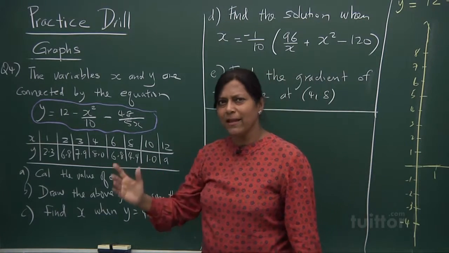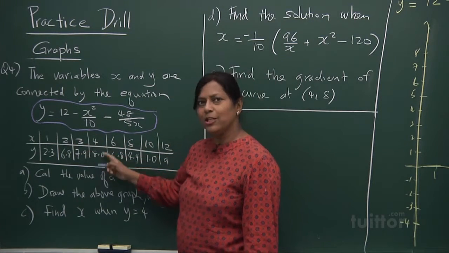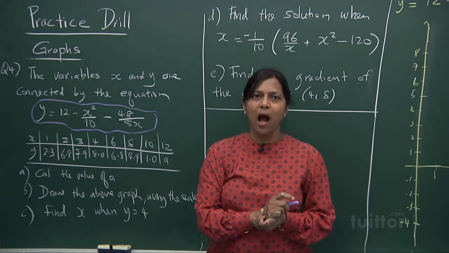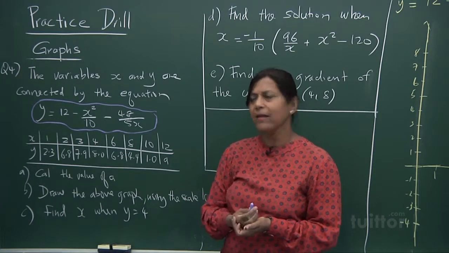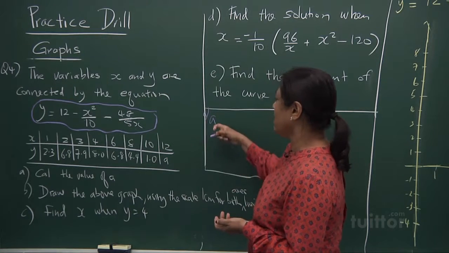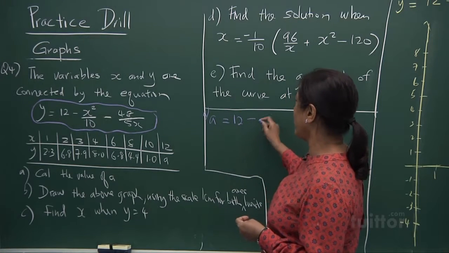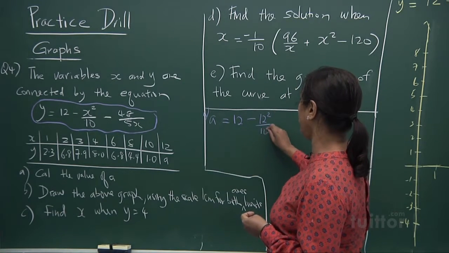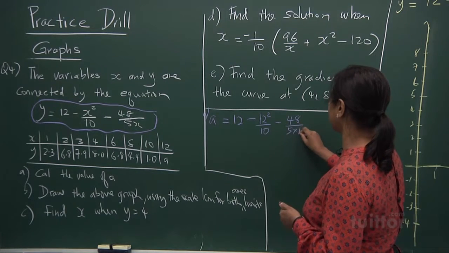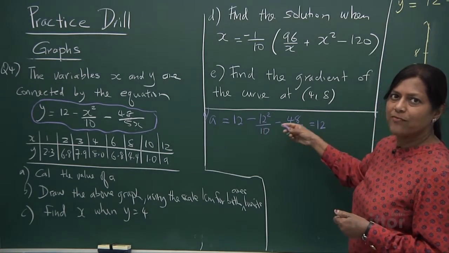So let's look at it and move on and understand the nature of this graph. All these readings are given to you. The only one missing is when x is 12, what is y? Y here is A. Put in the value: y is A, 12 minus x squared over 10 minus 48 over 5 times 12, because x is 12. When you put it in, you get 12 minus 144 divided by 10.